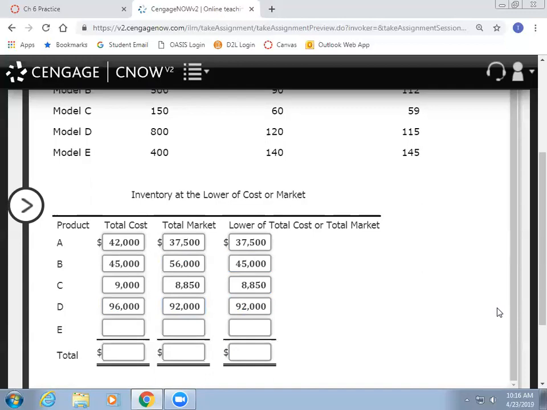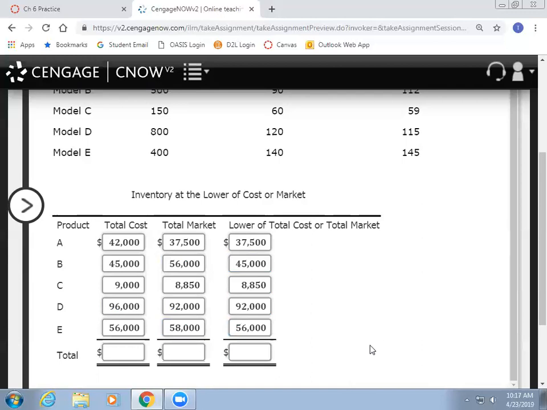And then model E, we have 400 at our cost of 140, so 56,000. And then 400 at the market value of 145, 58,000. So we would choose our cost of 56,000. So all you have to do is figure out total cost and compare the two. And then we're just going to add it up, so that way we know our total inventory value, okay?